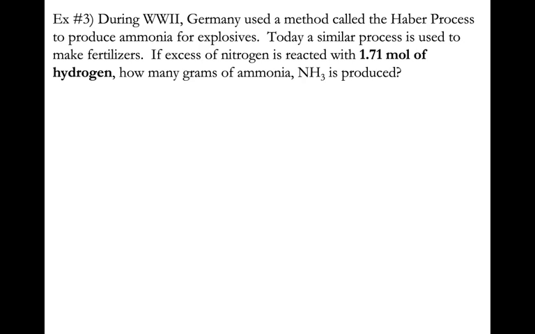The third sentence is what's really important, and this is what tells you what reaction is actually happening here. They say that we have excess nitrogen. Remember, nitrogen as a diatomic element is N2. We're going to react that with this amount of moles of hydrogen, which is H2, and that's going to yield ammonia, which is NH3. So essentially my reaction is N2 plus H2 gives me NH3.